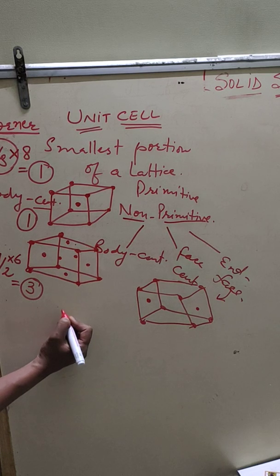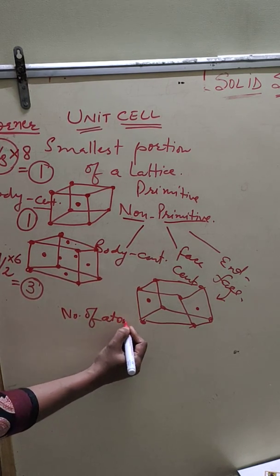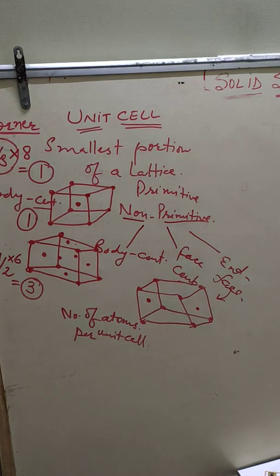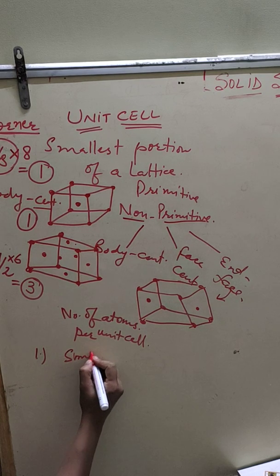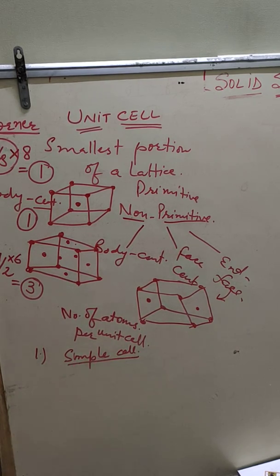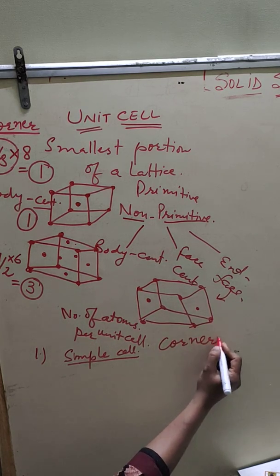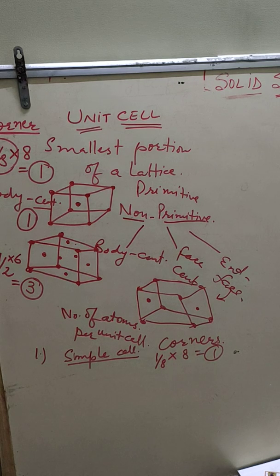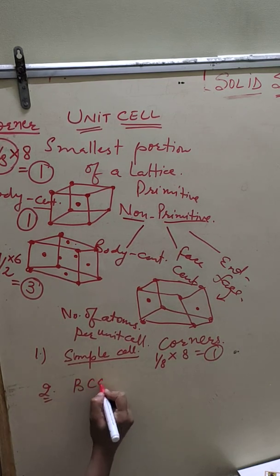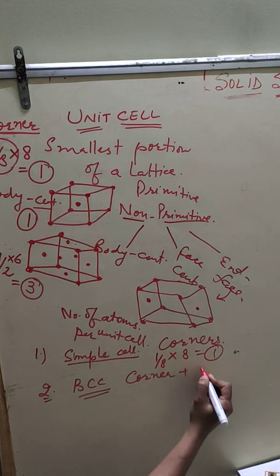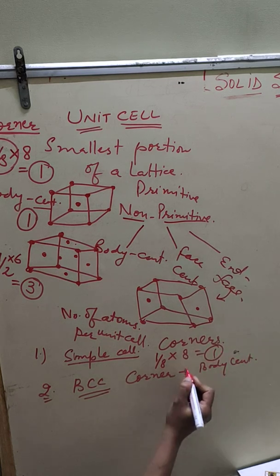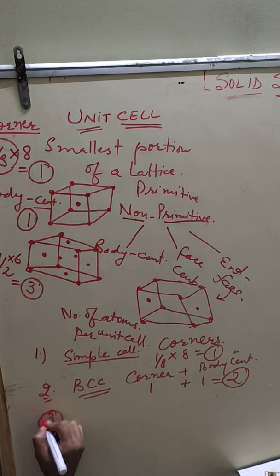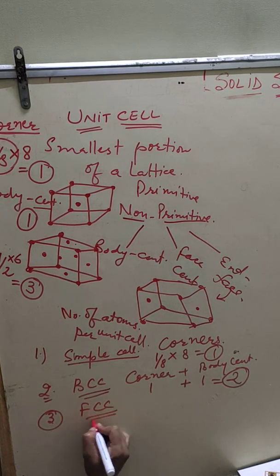नाउ कमिंग टू कितने नंबर ऑफ एटम्स हो गए पर यूनिट सेल. नंबर ऑफ एटम्स पर यूनिट सेल, सबसे पहले आते हैं सिंपल मीन्स प्रिमिटिव सेल में. सिंपल यूनिट सेल में पार्टिकल्स प्रेजेंट है सिर्फ कॉर्नर्स पे, तो इसका मतलब 1/8 इंटू 8 सिर्फ एक ही एटम के बराबर का कंट्रीब्यूशन है. दूसरा आते हैं बॉडी सेंटर्ड पे. बॉडी सेंटर्ड में कॉर्नर प्लस बॉडी सेंटर. कॉर्नर वाले का कंट्रीब्यूशन 1 है, बॉडी सेंटर वाले का भी 1 है, तो टोटल नंबर ऑफ एटम्स हो जाते हैं 2. तीसरा आता है आपके पास फेस सेंटर्ड, दैट इज FCC.